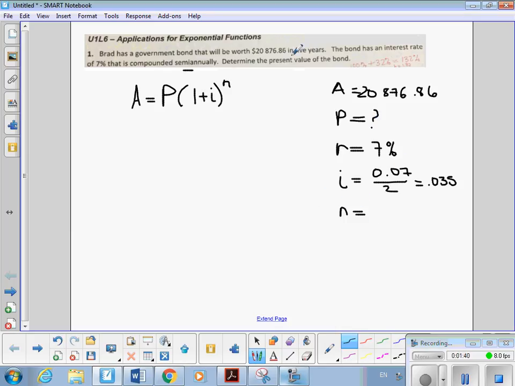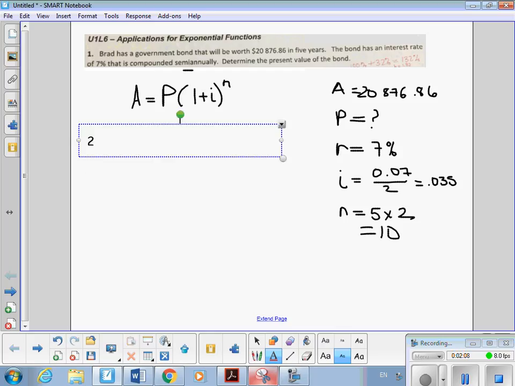My n is, it's going to be worth that in 5 years, but every year they're compounding semi-annually, so that's going to be multiplied by 2, which is 10. So what we're doing is we put all that information into the equation. And actually I'm going to switch to typing it because I think it would be faster and maybe a little bit easier to read.